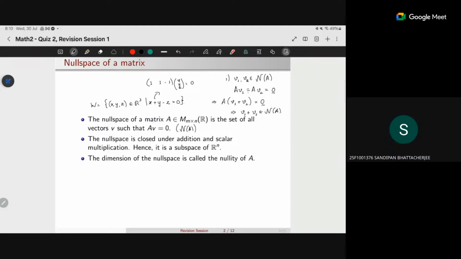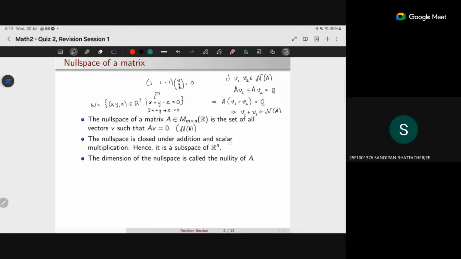But if you have more equations, let's say it has to satisfy this and this, something like this, then this would also be a subspace. If you have a system of equations, the solution space of that is a subspace, that we know. So that this is a subspace is clear.